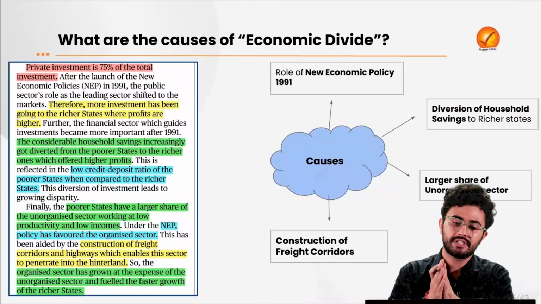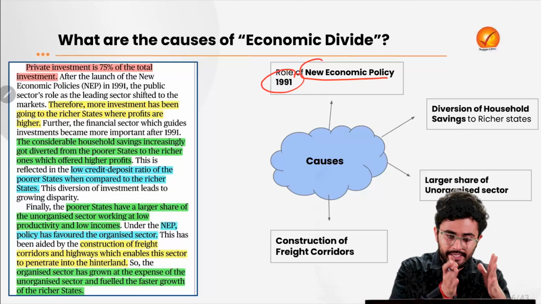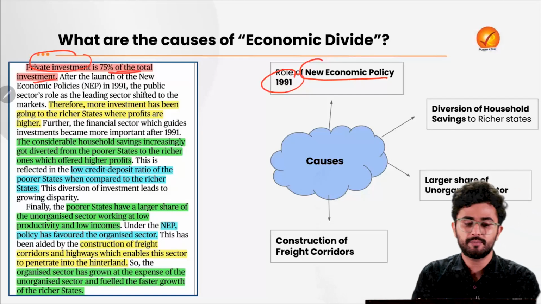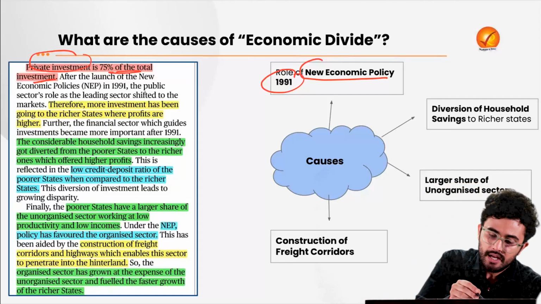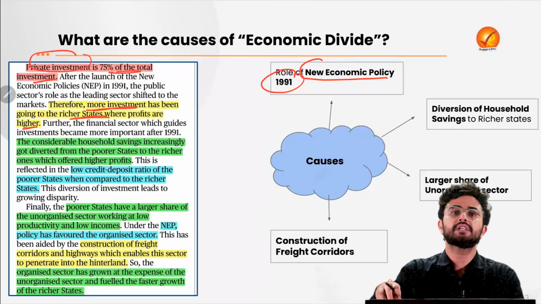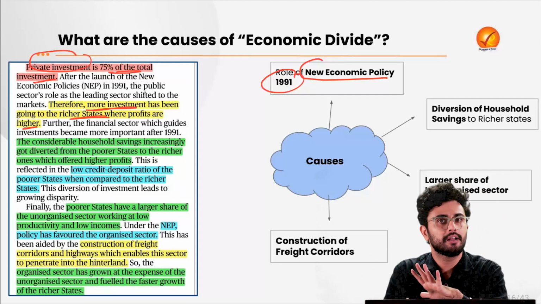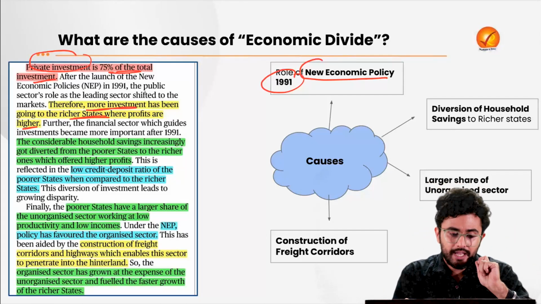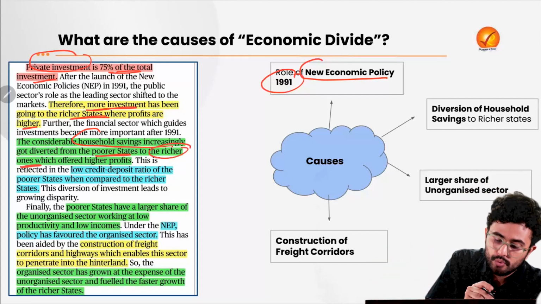Then another issue is the role of the new economic policy of 1991, which created more impetus on private investment, which forms 75% of the total investment. So thus, because there came much more impetus on the private sector, moving away from the public sector, more investment went to the richer states where profits were higher. Because if we had been following the socialist policy, obviously we would be making investments much more in the underdeveloped regions of UP and Bihar. But now in a capitalist economy, obviously people are investing where they find it much more profitable.